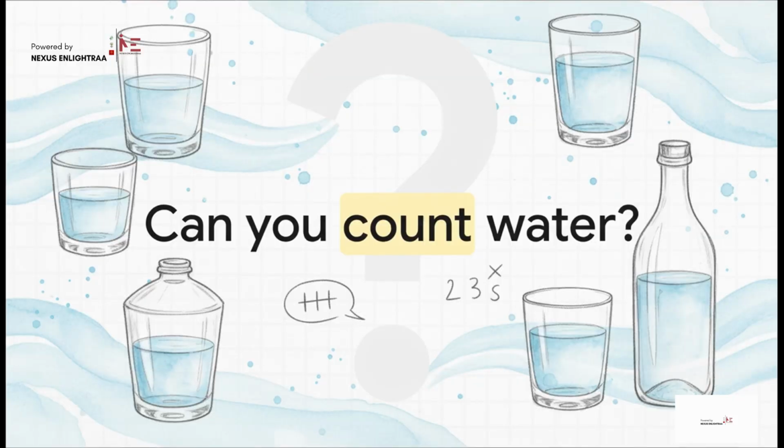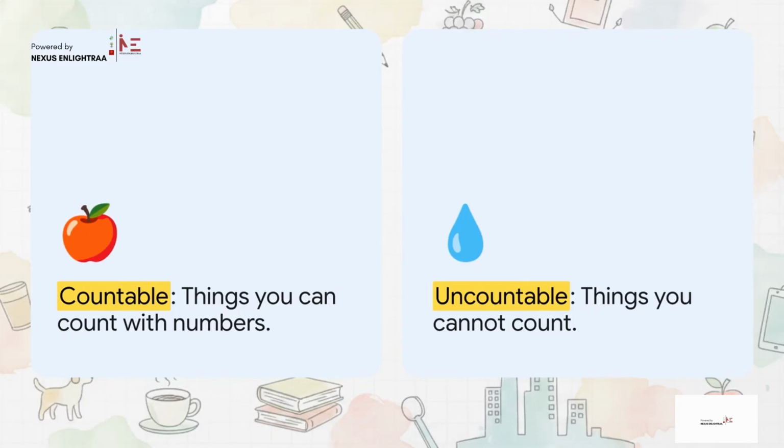Can you count water? Imagine trying to say, I drank 1 water, then I drank 2 waters, and then I drank 3 waters. That sounds pretty silly, doesn't it? We can count glasses of water, sure, but we can't count the water itself. So the crucial point is this. We divide things into countable nouns and uncountable nouns.